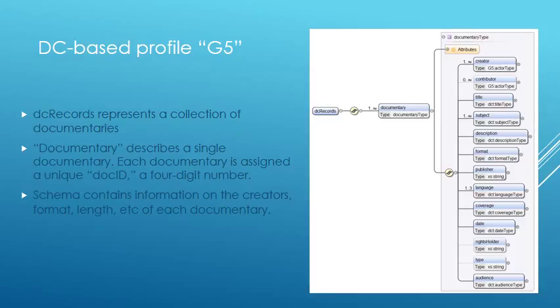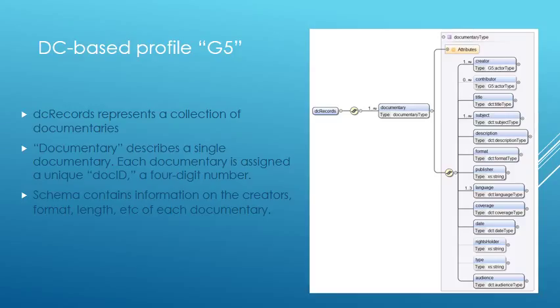So I'm going to do a quick overview of the DC-based profile, which is called G5 after the name of our group. It represents a collection of documentaries, and here a documentary describes a single documentary, as you might expect.